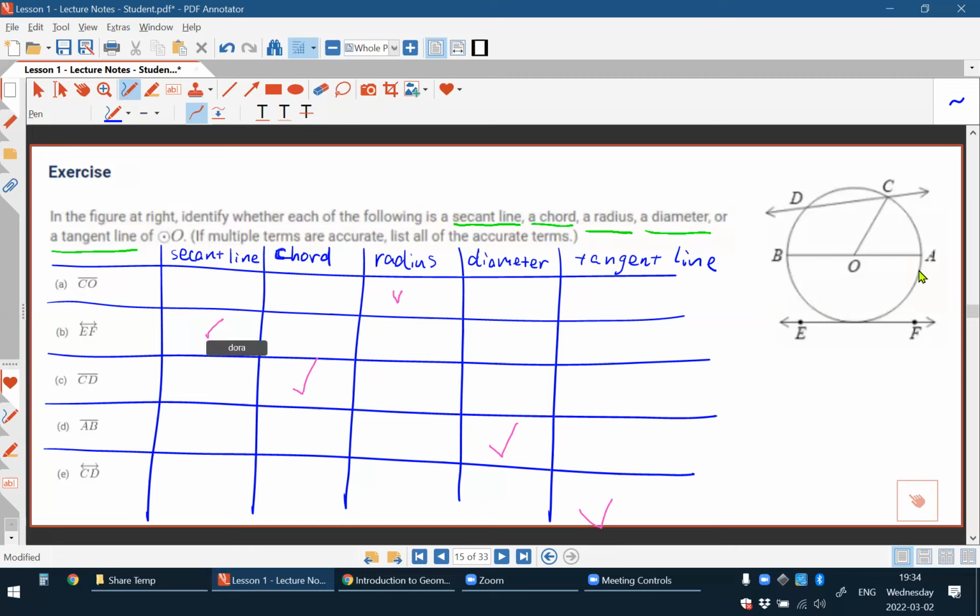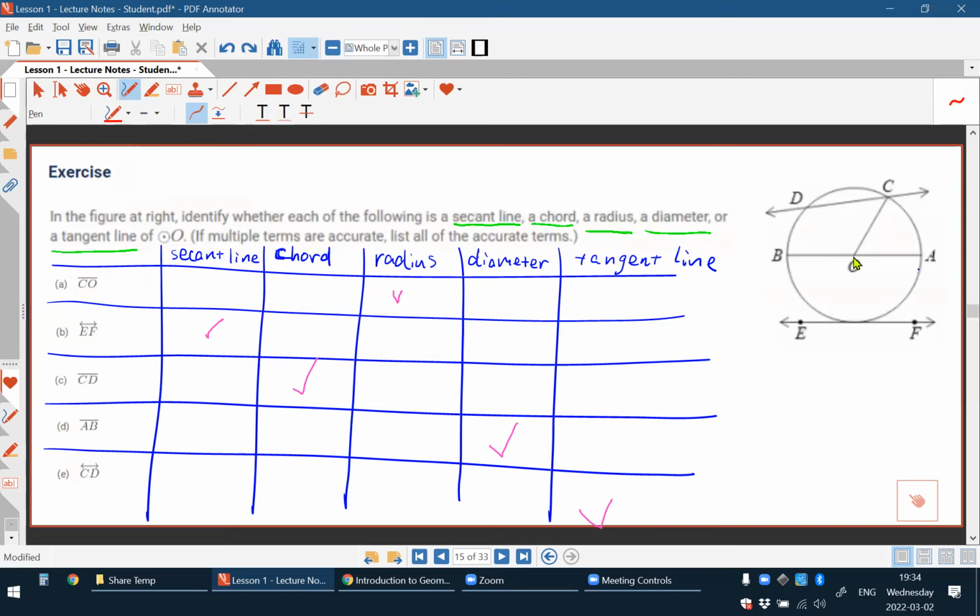Okay. All right, so let me show you the result. First of all, let's check segment CO. So this denotes a segment, right? There are no arrows for the bar. So this is a segment. A segment cannot be a secant line, right? So we don't put a tick mark here.